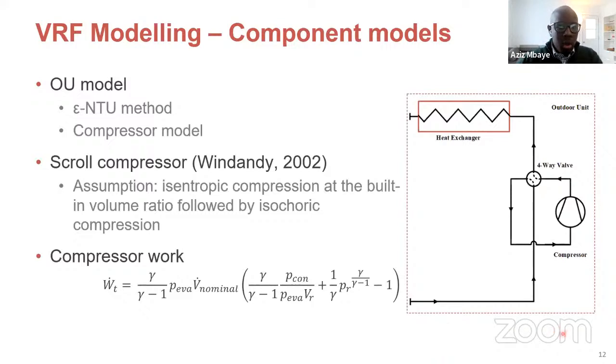The outdoor unit model consists of two components. The first one is the heat exchanger, and the second one is the compressor. The heat exchanger model is the same as for the indoor unit. For the compressor model, we consider a scroll compressor model where the mechanical work is the result of two successive processes. The first one is an isentropic compression to the compressor built-in volume ratio, followed by an isochoric compression to the discharge pressure, and the total compressor work is evaluated by this equation.